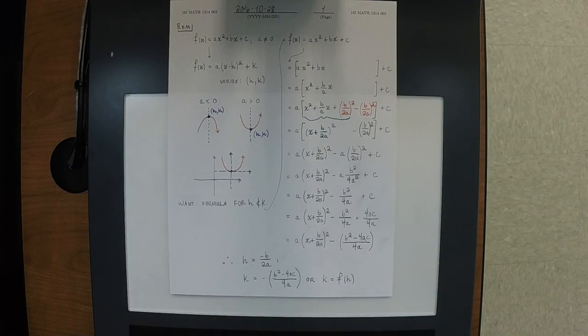So the formula for the horizontal coordinate of the vertex of a quadratic, of a parabola, is negative b over 2a. What is it? Negative b over 2a.